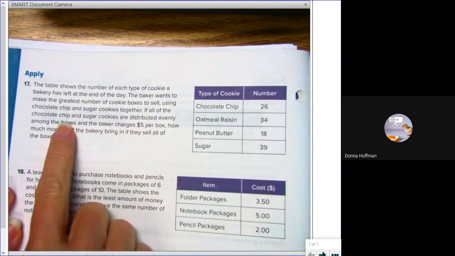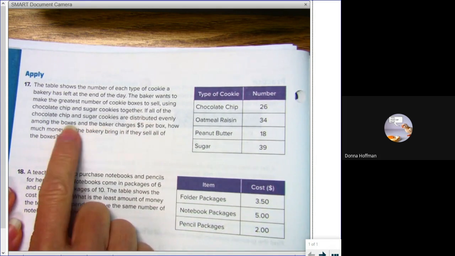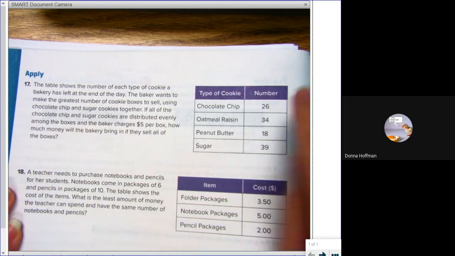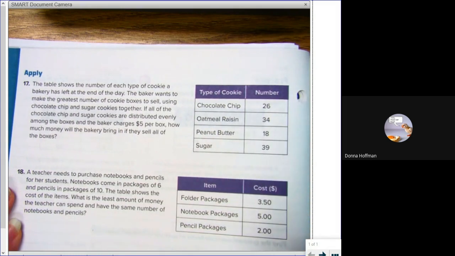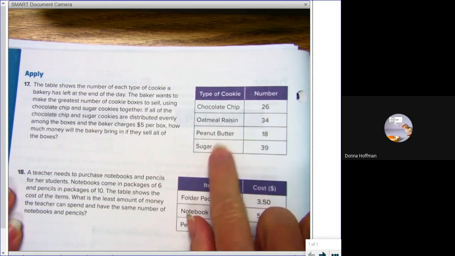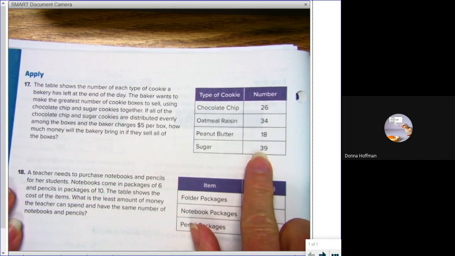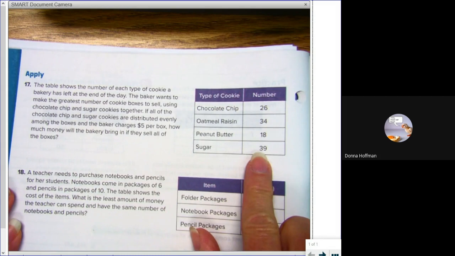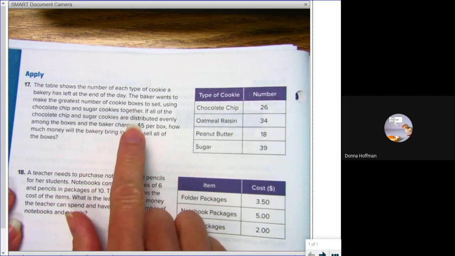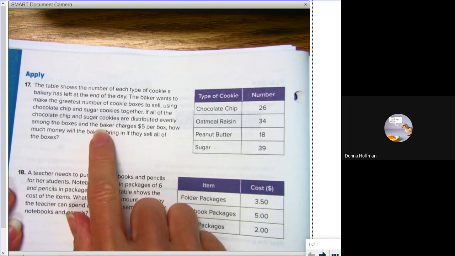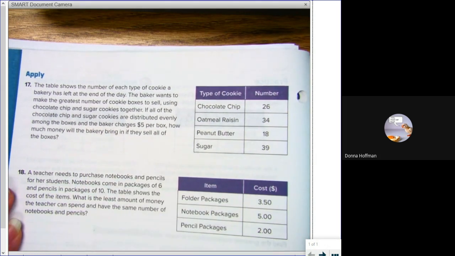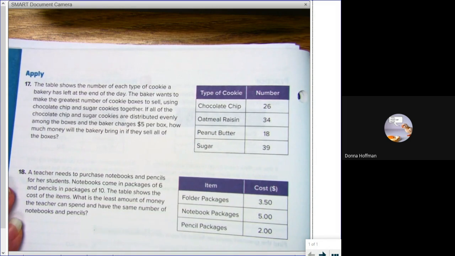So if all of the chocolate chip and sugar cookies are distributed evenly amongst the boxes, okay, so you're not even talking about oatmeal raisin and peanut butter. You're talking about just 26 and just 39. So you are going to get the factors for 26 and 39 and find what the greatest common factor is. That will tell you how much the baker can put together in his boxes. And then you need to multiply that by $5 per box because he wants to sell them for $5 per box. And how much money will he make? And then you'll get your answer that way.